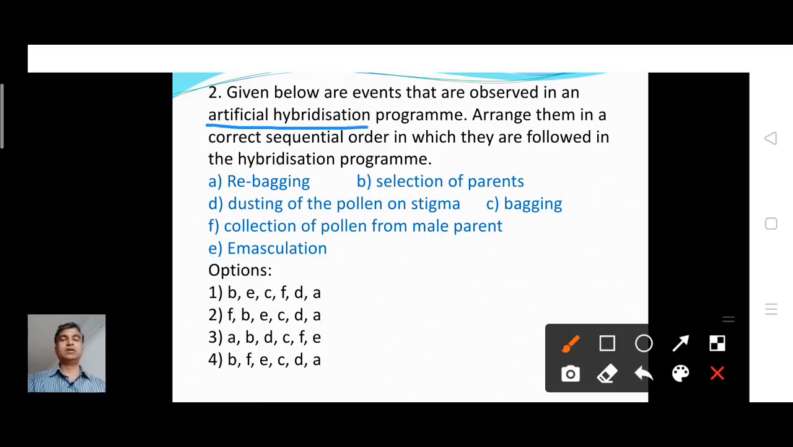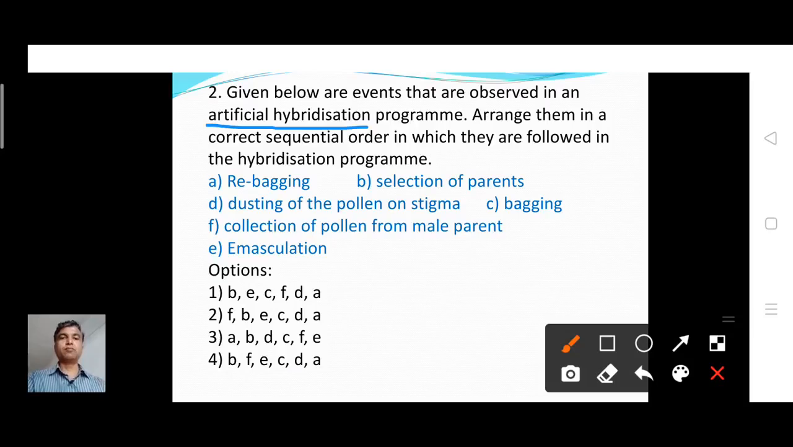Artificial hybridization means it is a plant breeding method where only the desired pollen grains are deposited on the stigma. So what are the two major steps of artificial hybridization? In the textbook only two terms are there. One is emasculation, the second one is bagging.